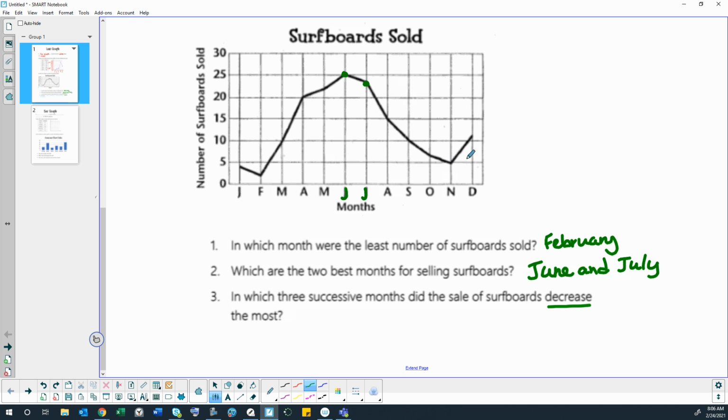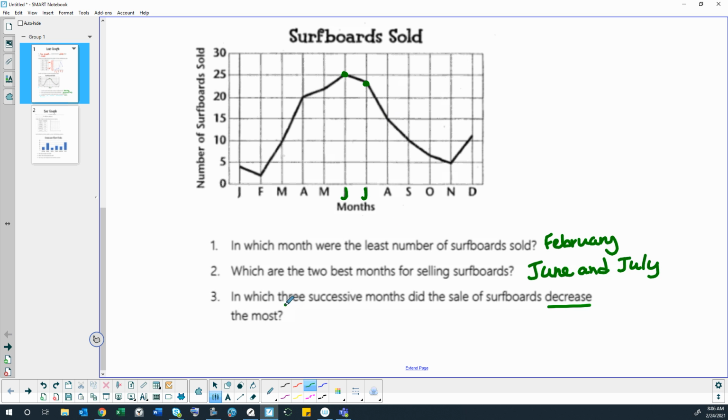Why do you think sales would go up in November of all times? Maybe people buying them as gifts for Christmas? Who knows?